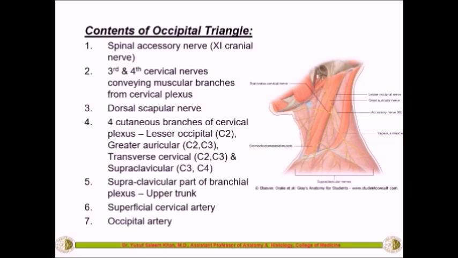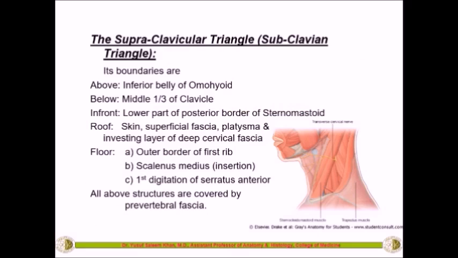Whenever you are asked about the triangles, you should first mention the boundaries, and second, the contents. Now coming to the second triangle in this posterior triangle: what we have seen is the larger triangle, the occipital. Now we are talking about the small triangle, called the supraclavicular triangle, also called the subclavian triangle. Even though it looks very small, it is very important. First we will see the boundaries, then the contents to know why it is important.